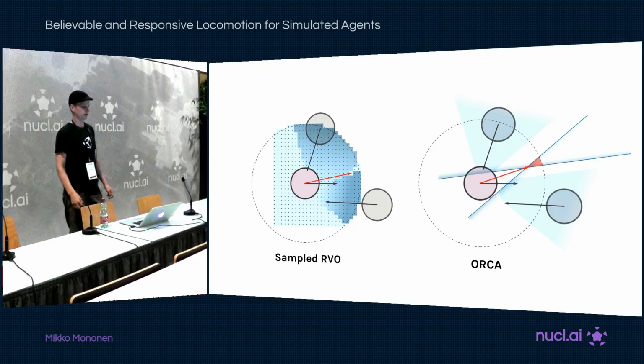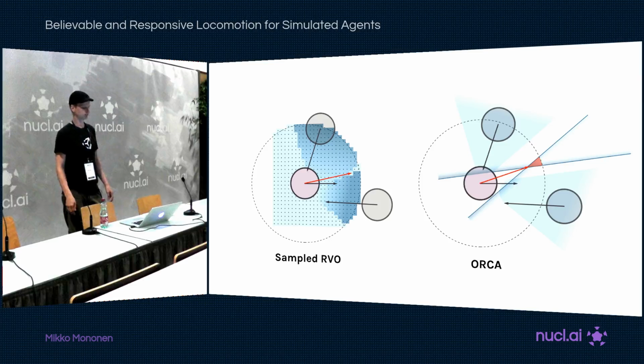And if the other characters are moving, these cones are moving in the velocity space, but the same thing still applies: you want to find a new velocity which is outside of these velocity cones. Then if you have multiple characters, it still builds on that same idea. You want to find a velocity which is outside of all the obstacle cones in the velocity space.